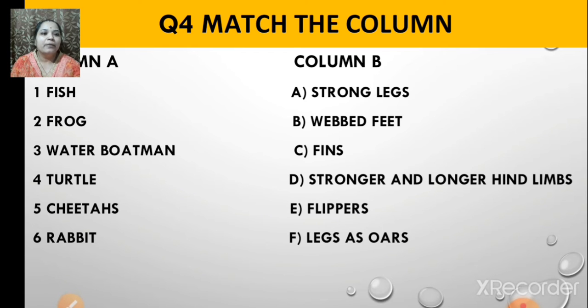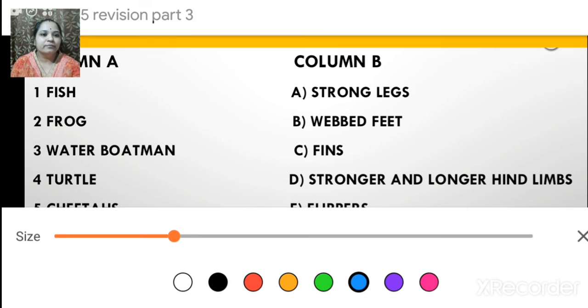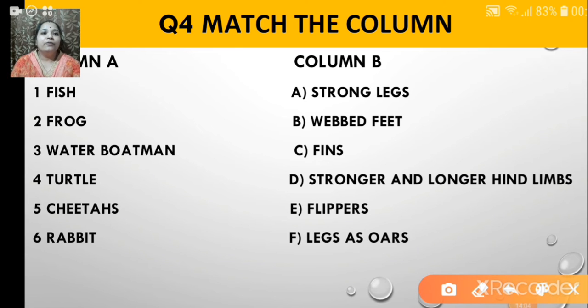So, this is match the column. On the left hand side, we have the name of the animal or organism, and on the right hand side we have the name of the organs which help them to move. So let us go for it. The first one is fish. How does a fish move? Fishes have fins.